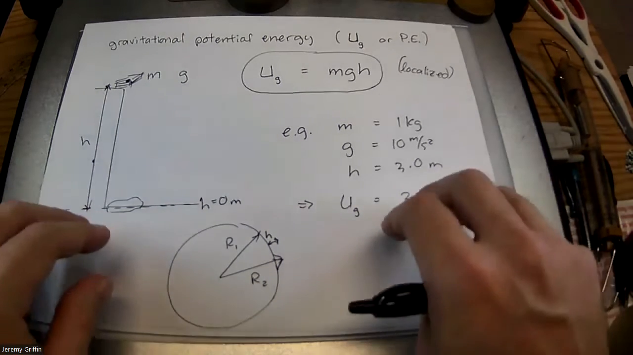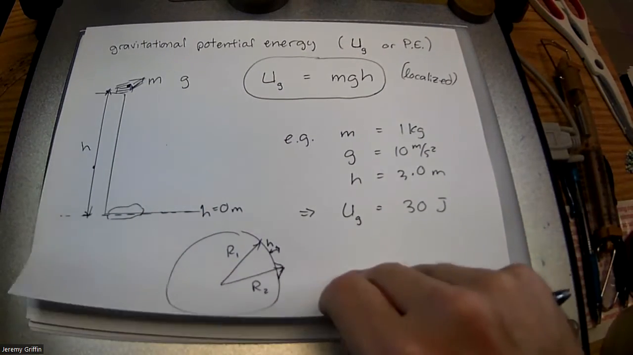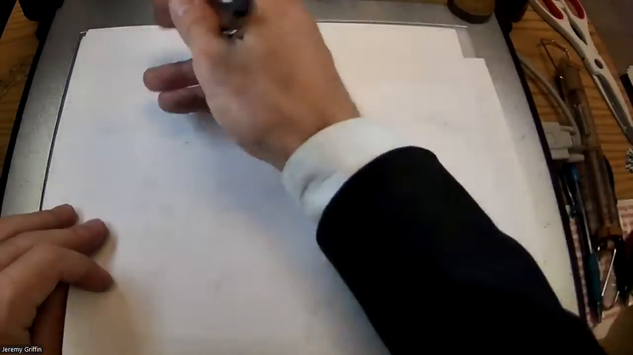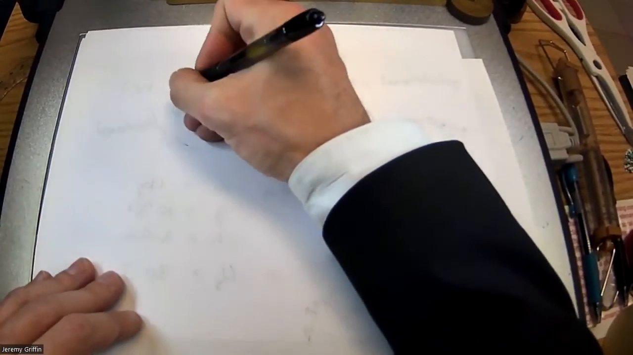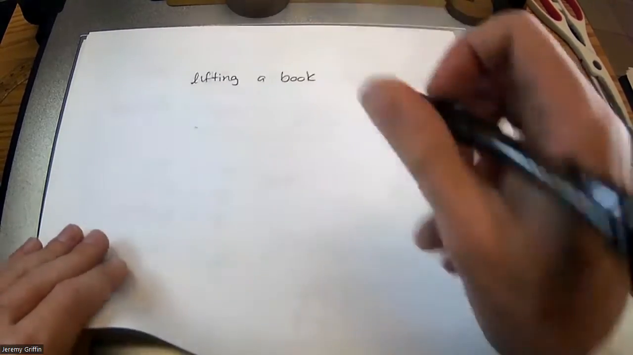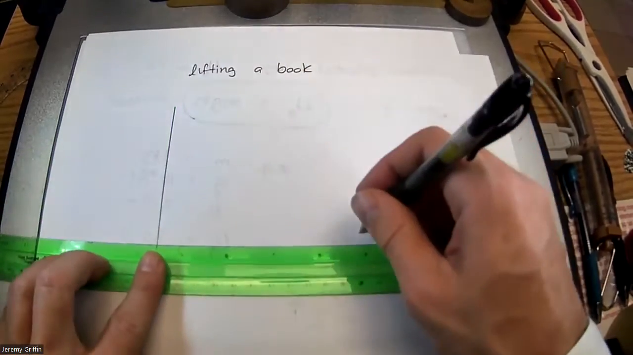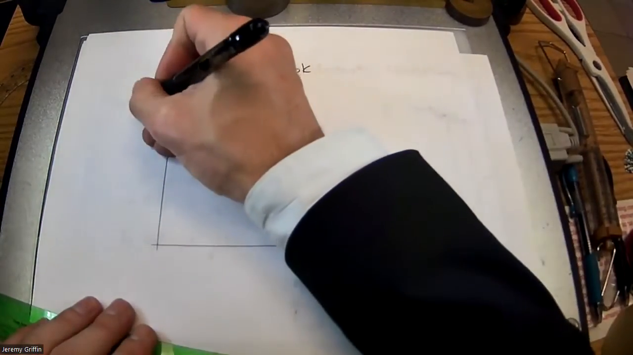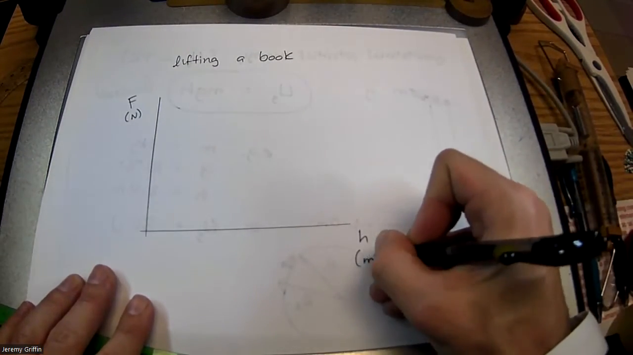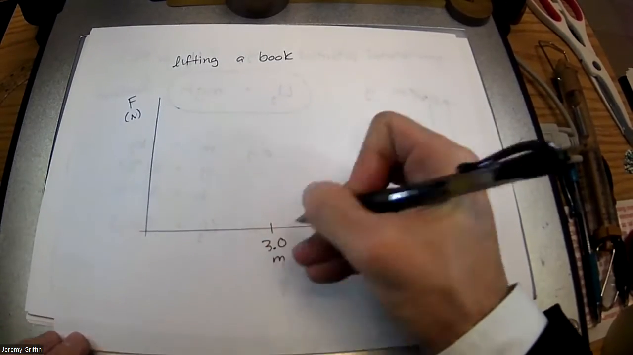Now, for completion, I want to draw a graph for this situation because that's also going to segue to the next type of energy. So let's do a graph for lifting the book, and the graph is going to be force versus height change. Let's say the book was on the floor and you lifted it and put it on the shelf. We're asking what is the force of lifting it in newtons as a function of how high you've lifted it in meters. So you lift the book up 3 meters.